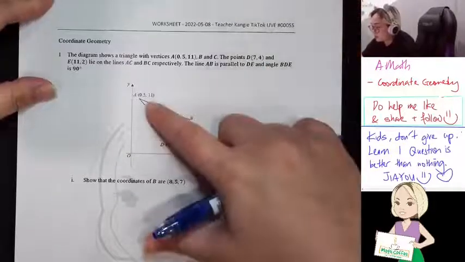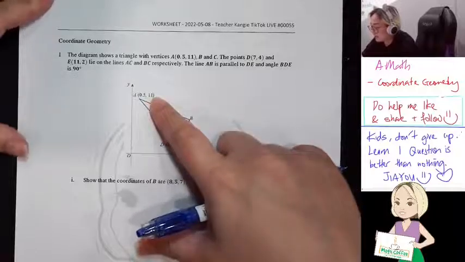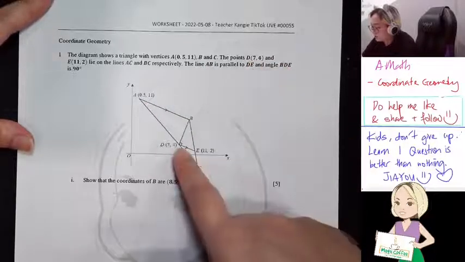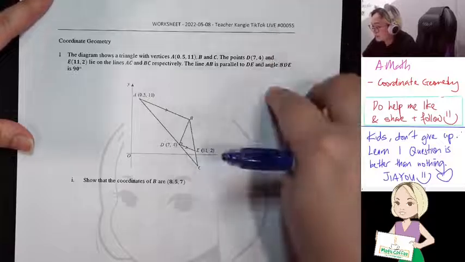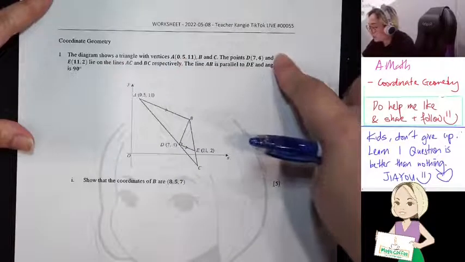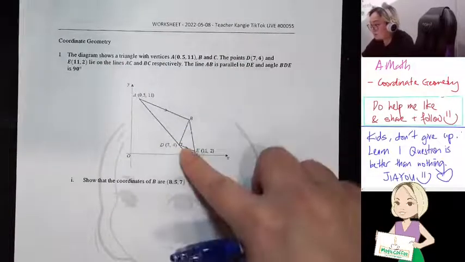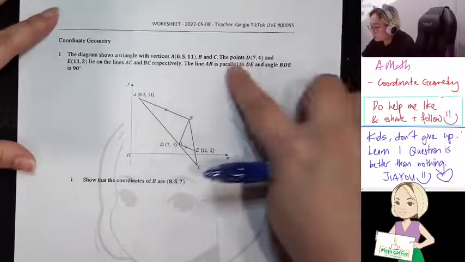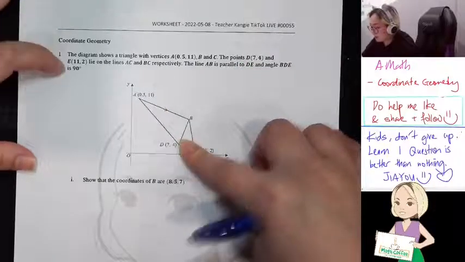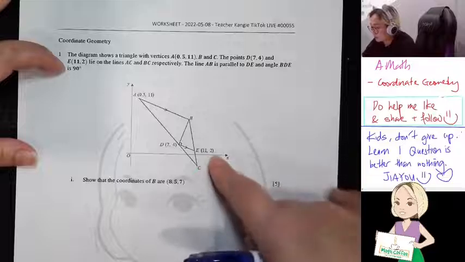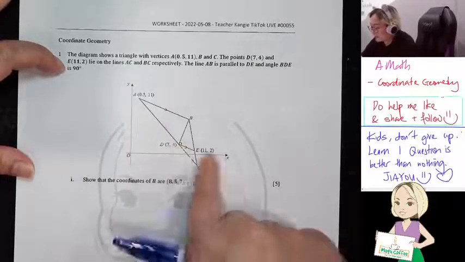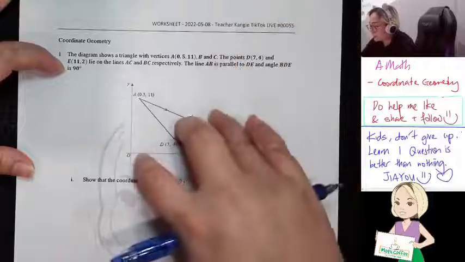So our coordinate A is (0.5, 11). Then they give us B, and C is unknown, (7, 4). Every time, I always make it a habit that when I read a question, I make sure all the information is passed to the diagram. So the point D (7, 4), and then the point E (11, 2), two points on the lines AC and BC. Okay, just acknowledge that all the information is already in the diagram.